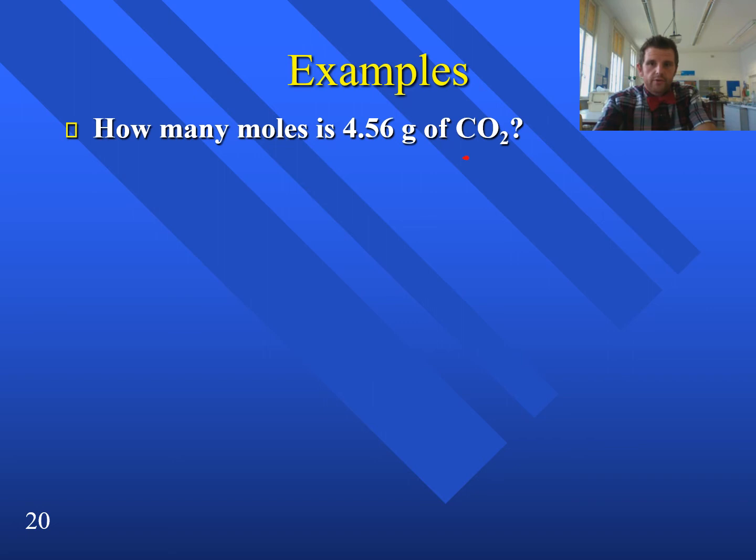I'm going to just do 1 carbon, 2 oxygens: 2 times 16.00, 1 times 12.01, 12.01, 32.00, 44.01, and then I'm going to set up the problem like normal. So 4.56 grams of CO2. Take that unit, drop it down, change it to moles, and then I'm going to do 1 mole of CO2.